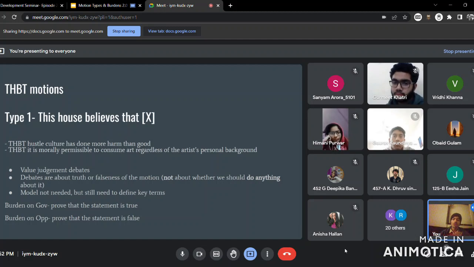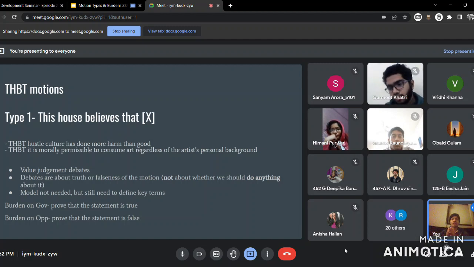You don't need a model, but you still need to define key terms in the debate. So if the motion is this house believes that hustle culture has done more harm than good, what you don't need to do is have a model or have a policy as to okay, we will do XYZ things to solve hustle culture or to get rid of hustle culture. This is not something that you have to do. The motion doesn't ask you to take a particular action. The motion just asks you to argue whether this statement is true or not, whether hustle culture has done more harm than good or not.